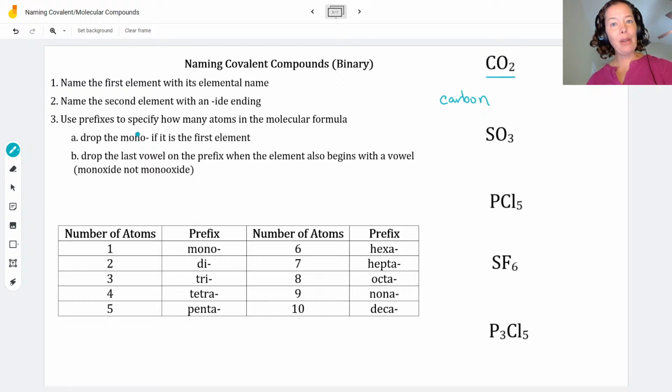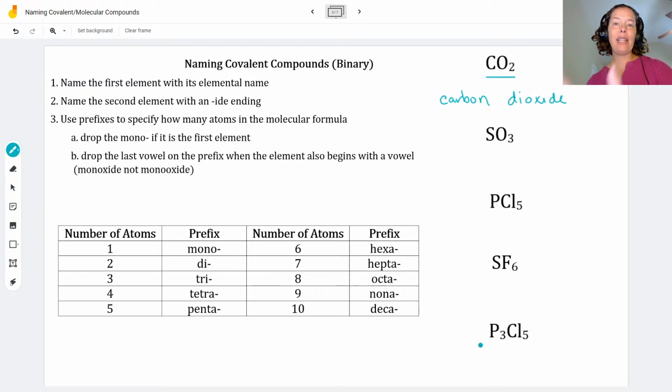Now we're going to go to the second element. For the second element, we're going to change the ending to IDE per our rule number 2. So this is going to be oxide. And now we're going to use the prefix to specify how many. How many oxygens do we have? I have 2. If I come down here to my table, 2 gives it a di. So it's going to be dioxide. Now, this is one where those vowels don't repeat. We don't simplify it like monooxide to monoxide. This is dioxide, as you probably already knew. So this is carbon dioxide.